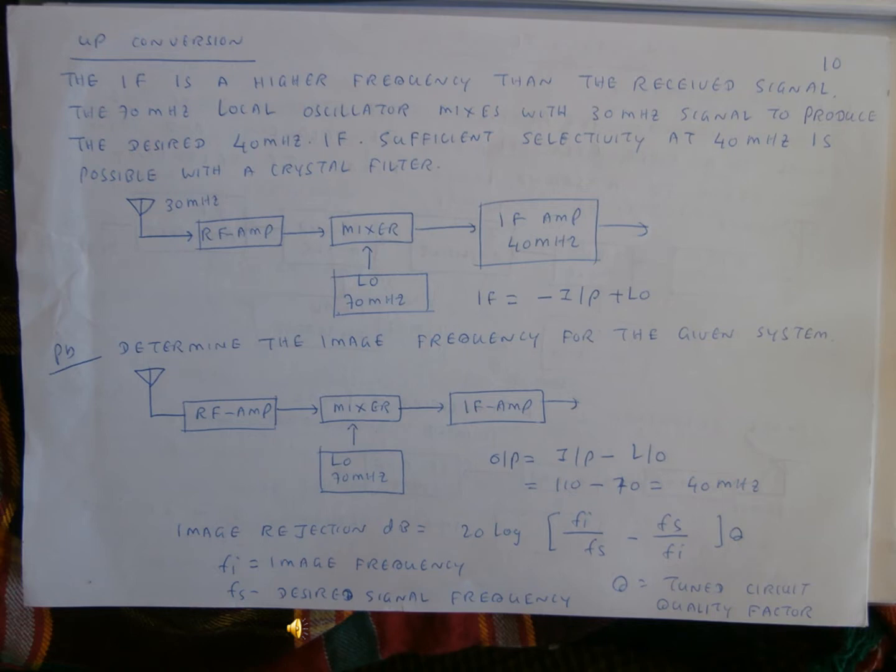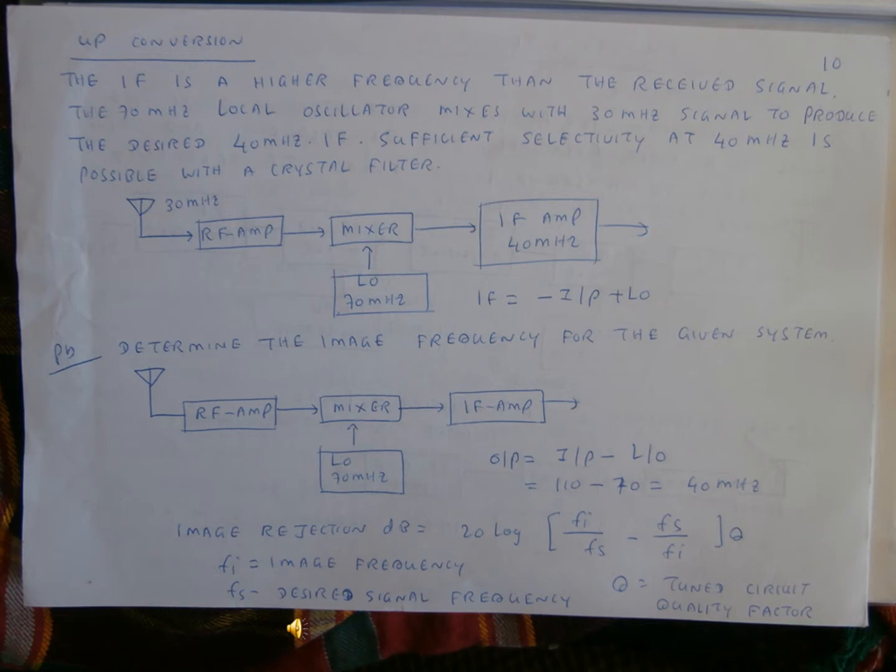So we saw the problem: determine the image frequency for the given system. In this case, the radio frequency is received from the antenna and passes through the radio frequency amplifier. Then inside the mixer it is combined with the local oscillator frequency of 70 megahertz, and then it outputs the intermediate frequency. So the output is equal to the input minus the local oscillator frequency. So 100 minus 70, you get 40 megahertz. Image rejection we can also calculate.